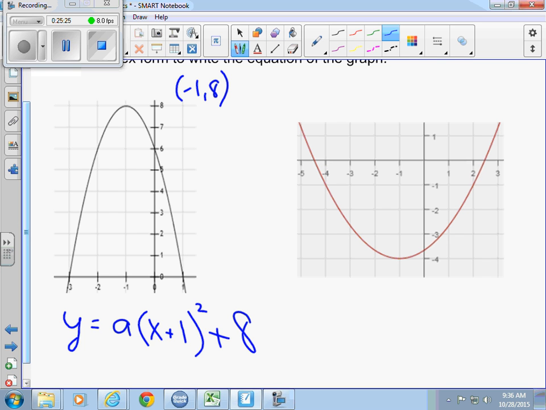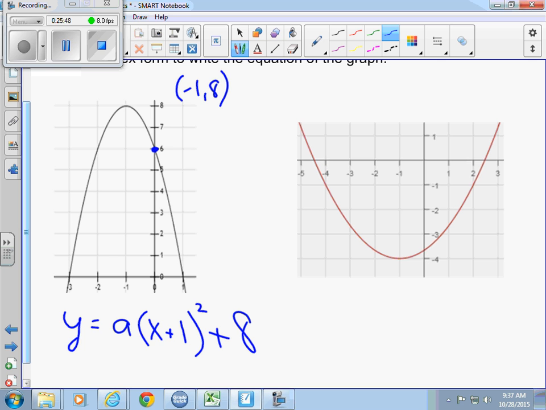0.6. I like 0.6. Everyone see where she got 0.6? Is that the only option? You just want to pick a point that is nice. Don't pick 2.5, right? That would not be fun. So pick a point that's easy to see.